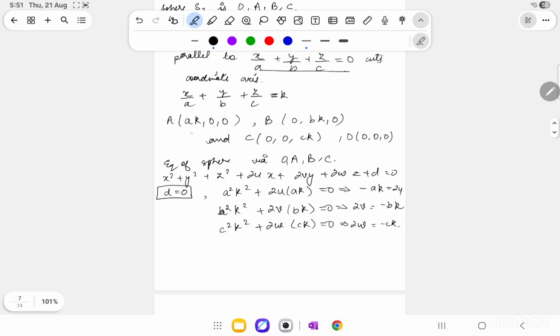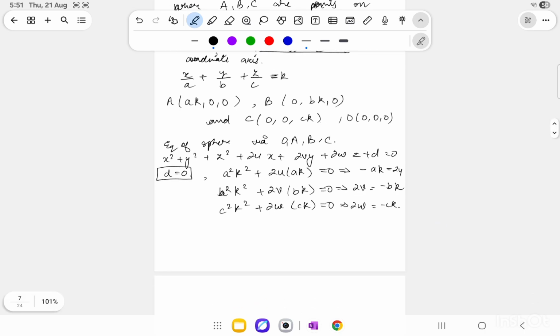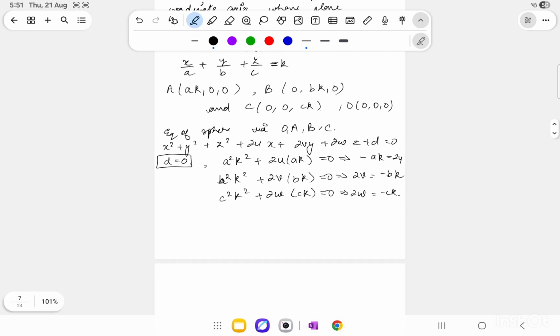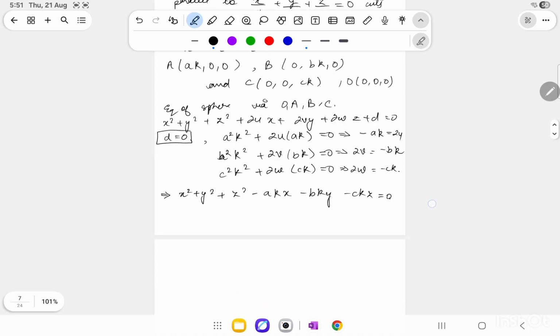Also, any sphere passing via points O, A, B and C, like points similar to this, you can easily find without writing this, because we are supposed to find a similar sphere in every other question, so you'll get used to it. You can write it directly as well. So my equation of sphere is x square plus y square plus z square minus akx minus bky minus ckz equals 0.